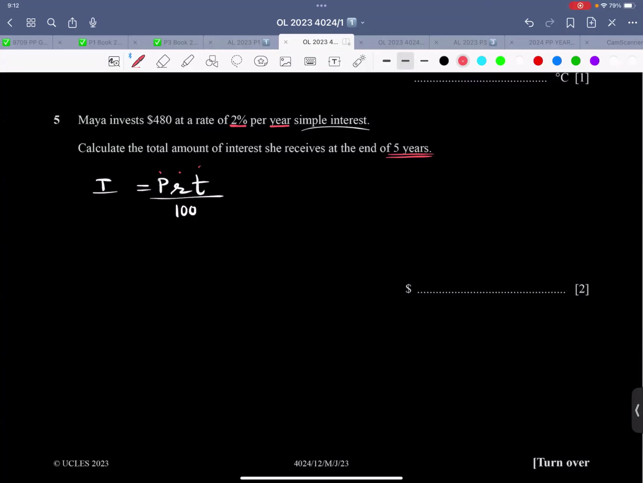It should be compatible. P is the principal amount, that is 480, R is 2, T is 5, divided by 100. So cancel, 2 into 5 is 10, and there is another 0. So these two zeros will cancel out, 2 and 5 would cancel out. So I'm left with $48.